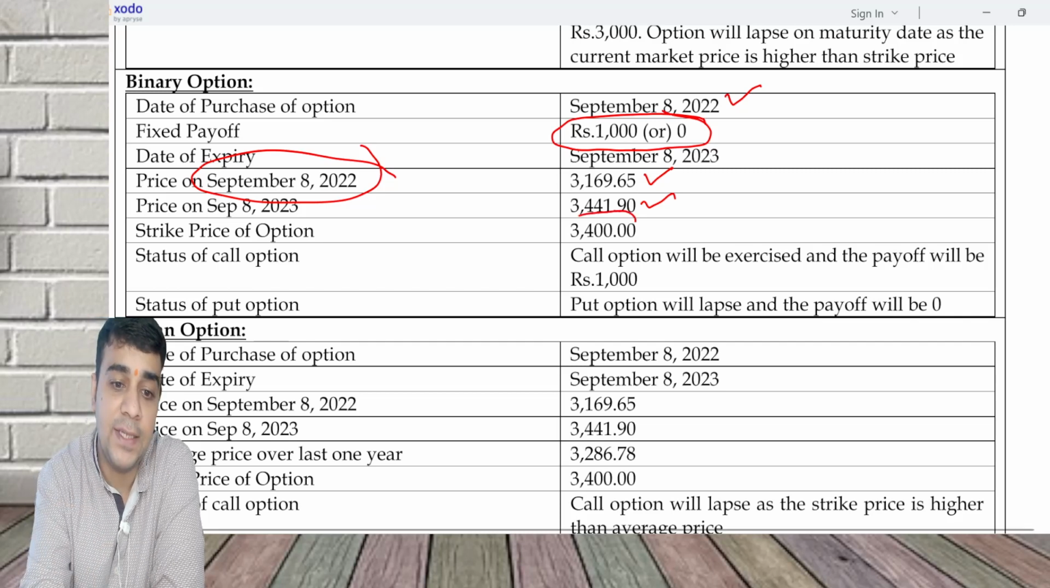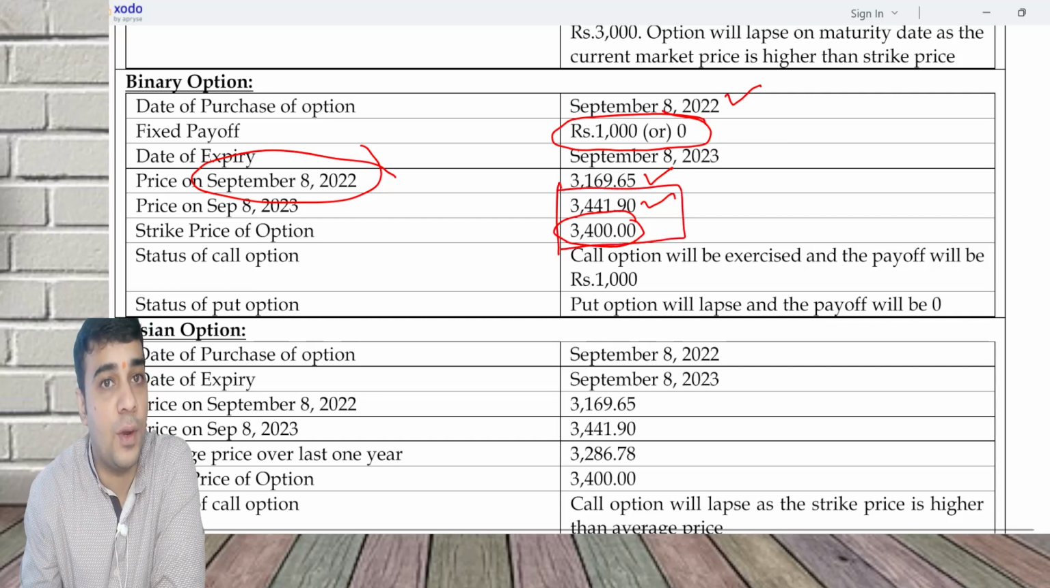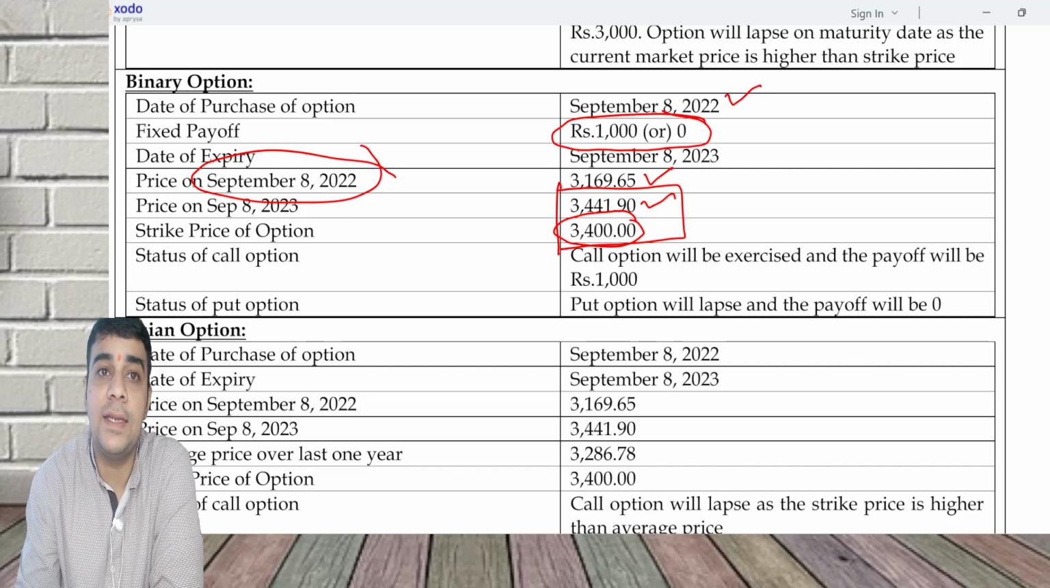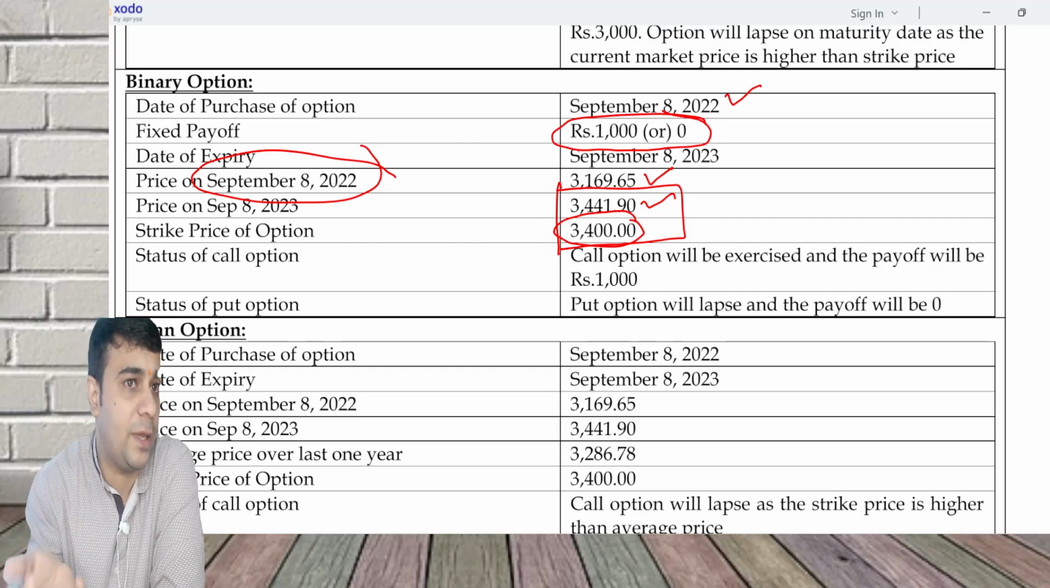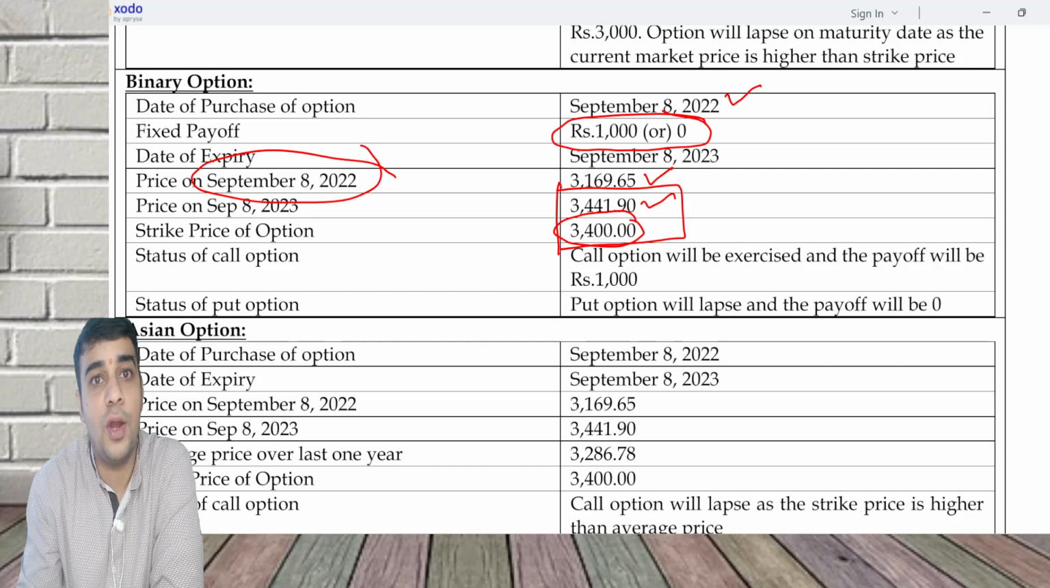The strike price is 3,400. So now you'll have to check: do you want to buy at 3,400 when the price in the market is 3441.90? Answer is yes, you will get 1,000 rupees, or you will have to pay 1,000 rupees, depending on whether you are a call buyer or call writer. 1,000 rupees will go from one person to the other person.